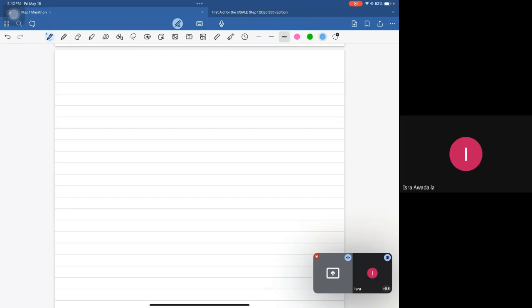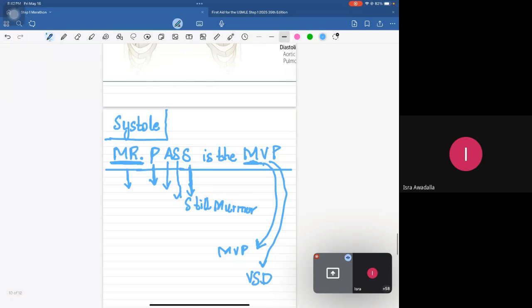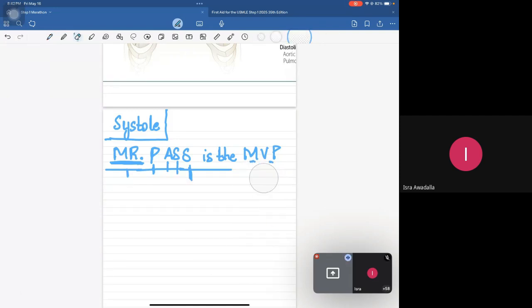Dr. Anas, could I ask a question? Could you please repeat the systolic murmurs? Mr. Pass, what? Yes, it's Mr. Pass, the MVP. MR stands for mitral regurgitation, and it radiates to the axilla. P stands for the physiological murmur. A stands for aortic stenosis. S reminds you that these are the systolic murmurs. M stands for mitral valve prolapse, and V stands for ventricular septal defect, the VSD.